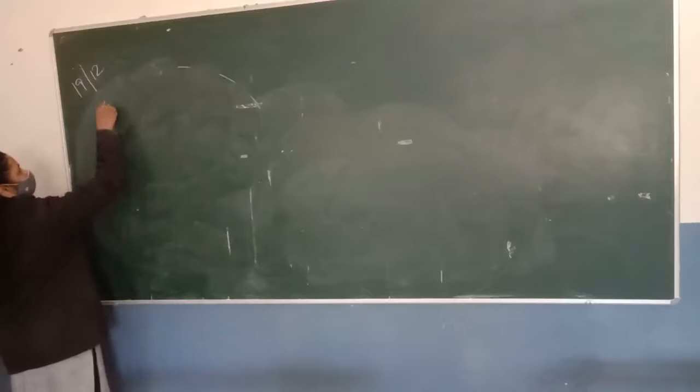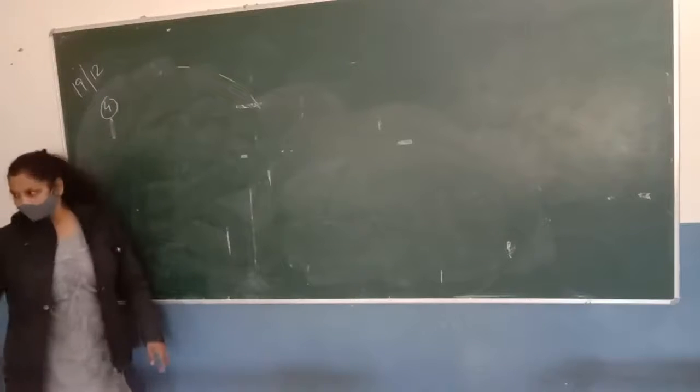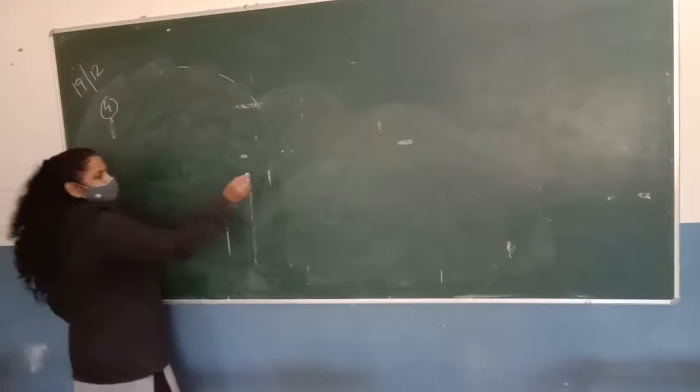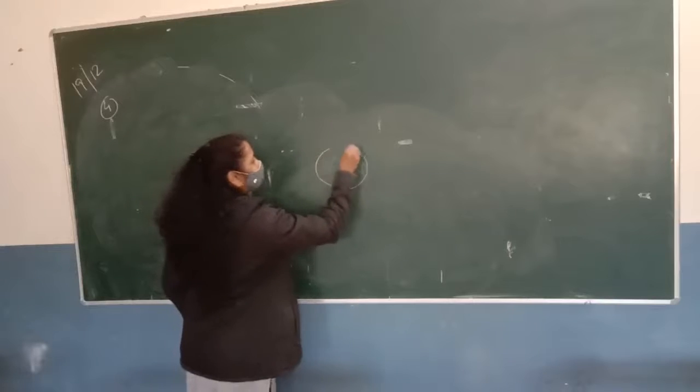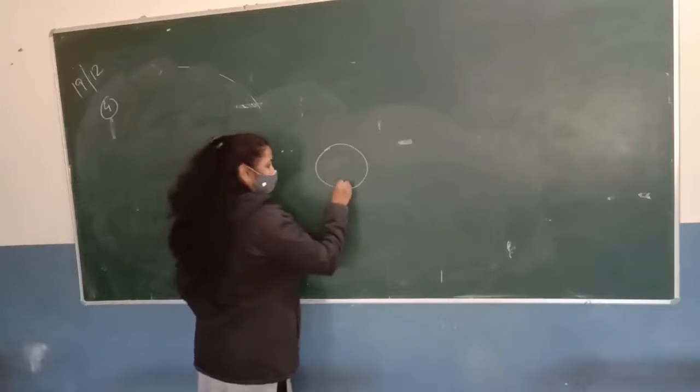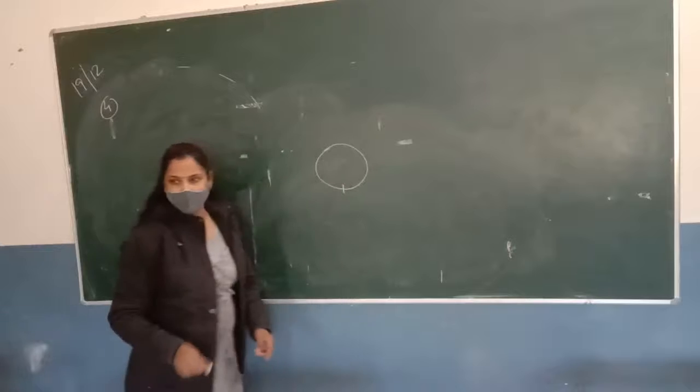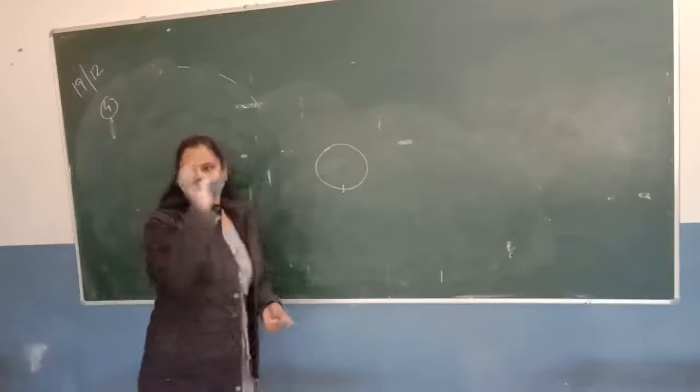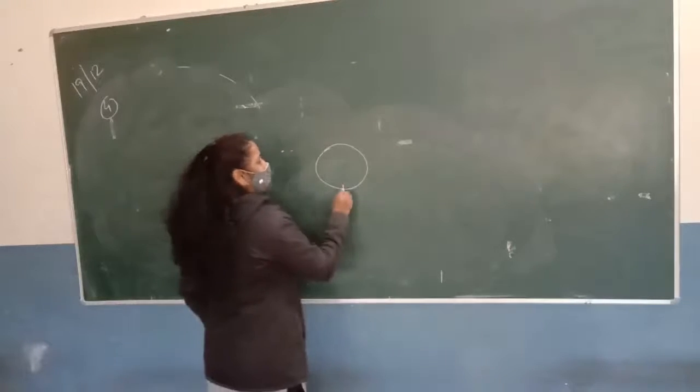Yes, so the question number 4. The wheel of a car. Okay, just hold. Suppose this is the wheel of a car. Okay, this is the wheel. And if it starts from here, and after revolving one round on the ground, what should be the length of this portion?